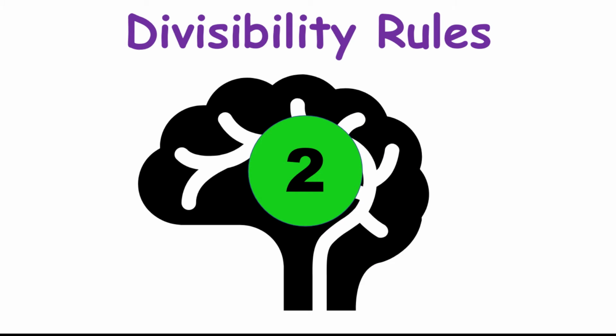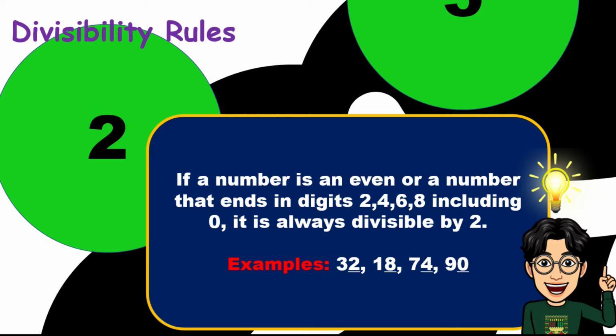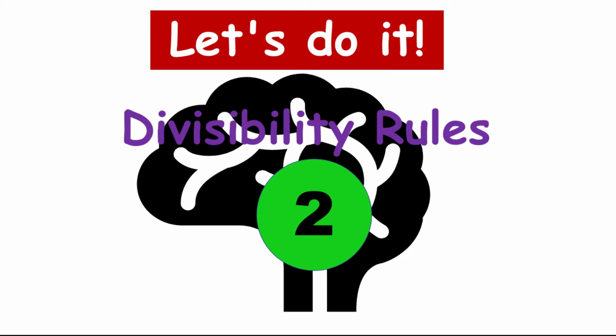Now, let's talk about the divisibility rule of 2. If a number is an even number, or a number that ends in digits 2, 4, 6, 8, including 0, it is always divisible by 2. Examples are 32, 18, 74, 90. Now, let's have a simple exercise about the divisibility rule of 2. Tell if the number is divisible by 2 or not.